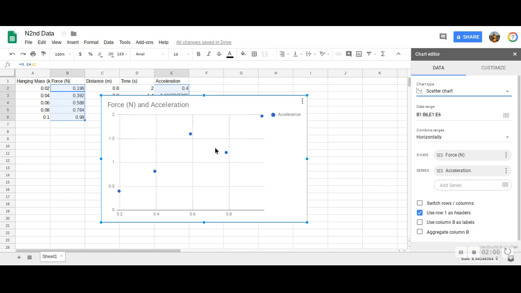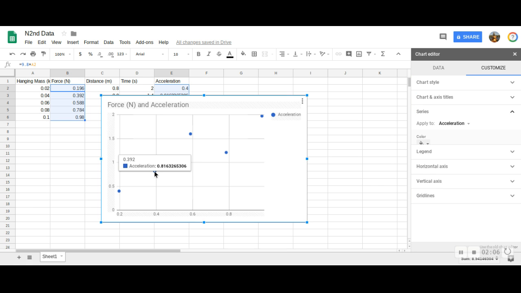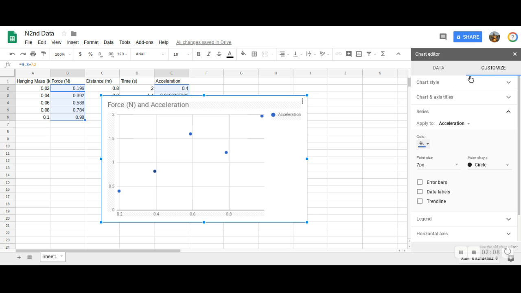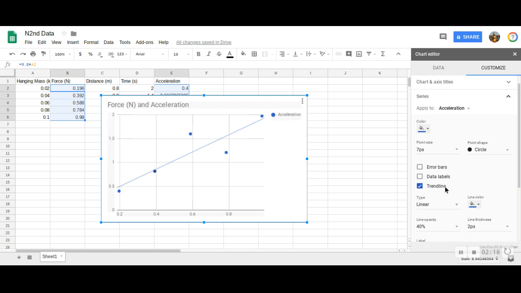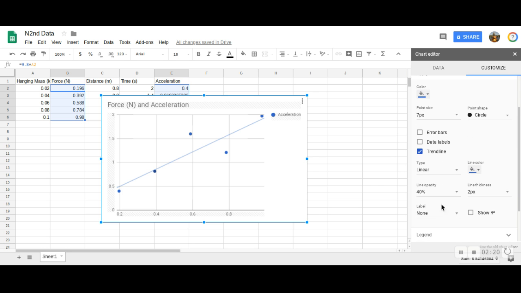The power of the computer is I can get the computer to do the line of best fit. To do that, I'm going to click on any data point, and that changes my options over here. I've now switched to customize. I'm going to tell the computer that I want my trend line, so it'll draw the line of best fit. There it is. Now, if I scroll down a little bit, under label, instead of none, if I switch this to say use equation, it'll display the equation for me.